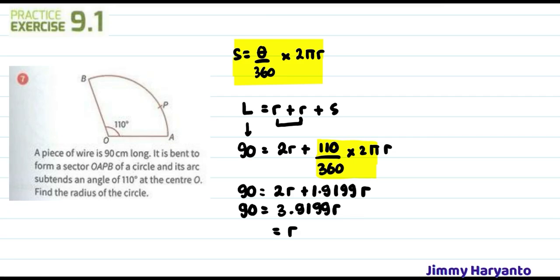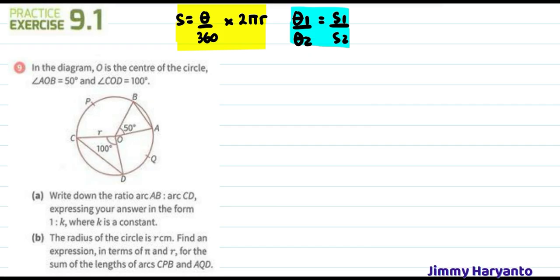Wait, let me calculate it one more time. 3.9199. Yeah, it's 22.95. If we round it off, you'll have 23 as the result. 23 centimeters. Okay, next is question 9.